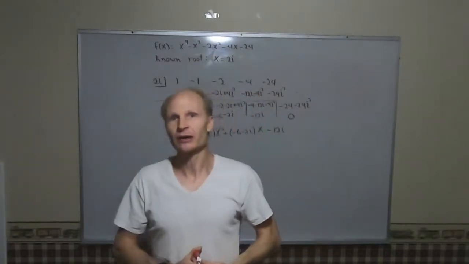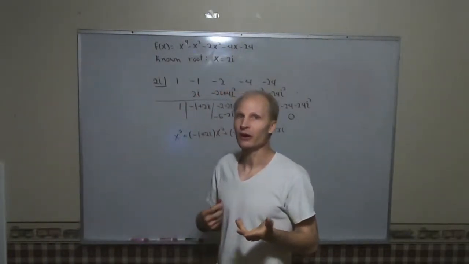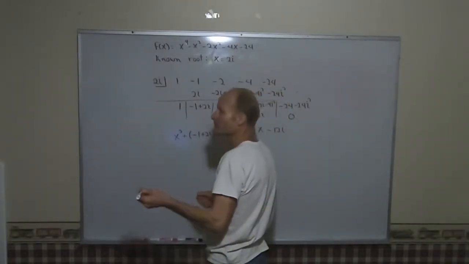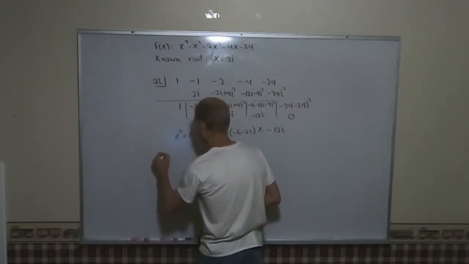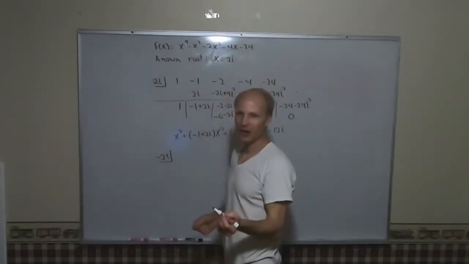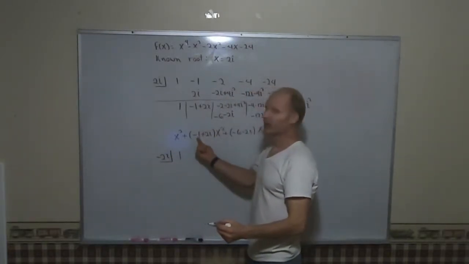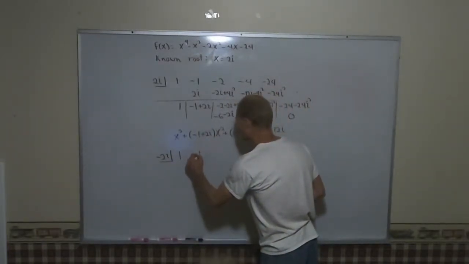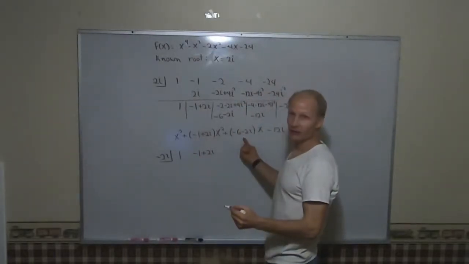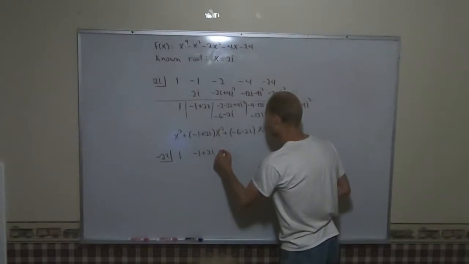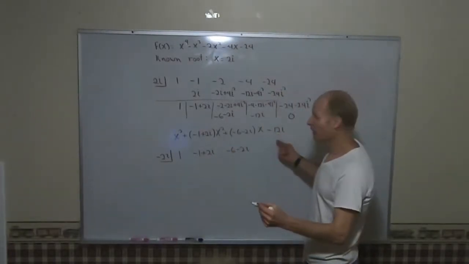Now, I'm going to take that equation and we're going to run it through synthetic division again with our other known imaginary root, negative 2i. Now, watch the magic happen. Let's throw our coefficients in there. So we have a 1, we have a negative 1 plus 2i. We have a negative 6 minus 2i for our x term. And we have a negative 12i for our constant term.